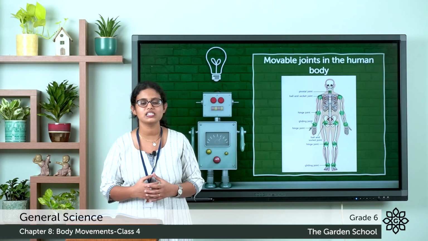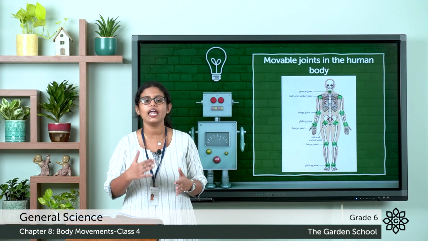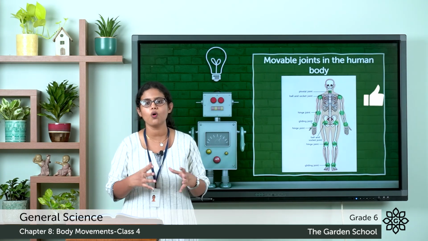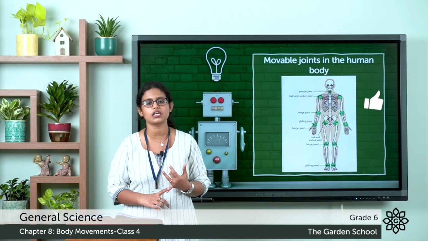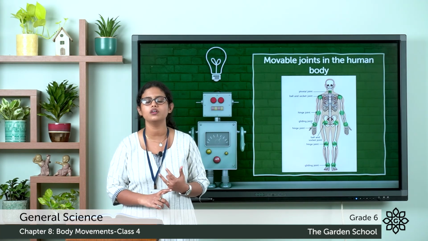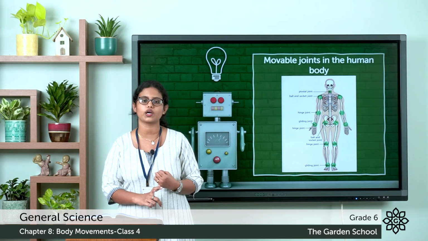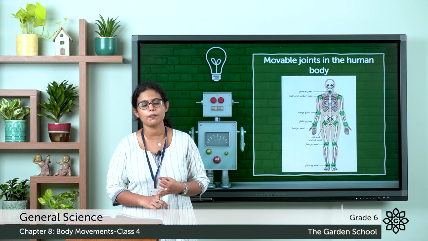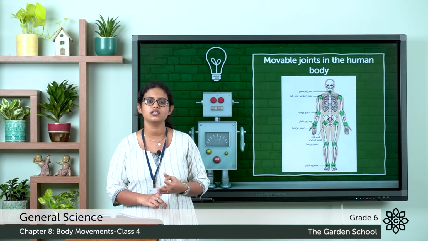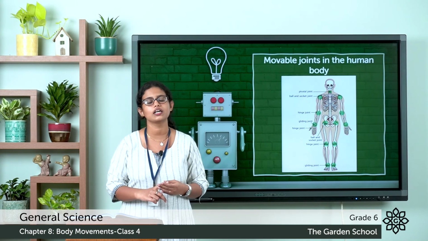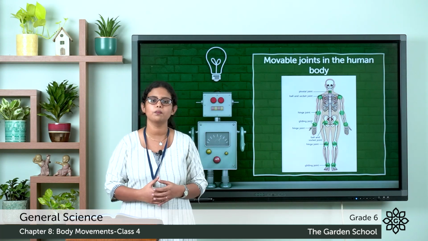So I hope this class was clear to you. We discussed joints, the area in which two or more bones meet. That is called the joint. And we discussed the different movable joints. The first one, we discussed the ball and socket joint. Then we discussed the hinge joint. Then the pivotal joint. And then the gliding joint. So these are the movable joints in our body.